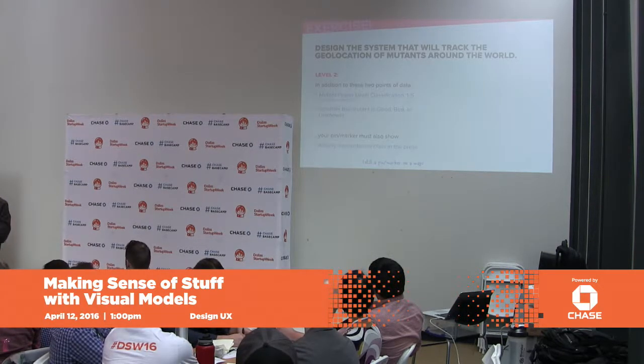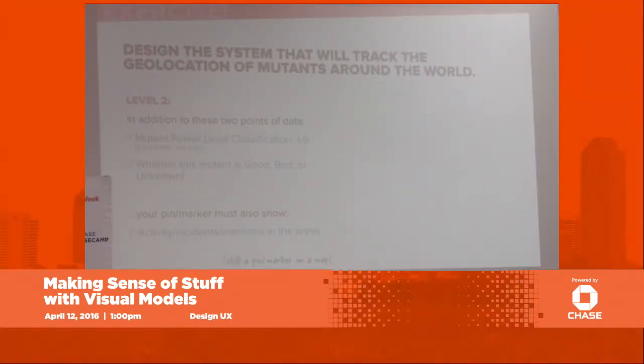And this is probably what happens with a lot of client projects, where it's like, oh yeah, we forgot to tell you one thing. They usually tell you at the 11th hour, and they're like, I needed to know this earlier. So that's what we're going to do. It's still the same: design the system that will track the geolocation of mutants around the world. So there's still a map.